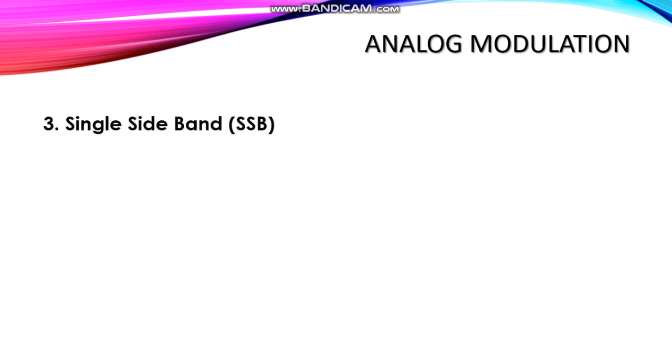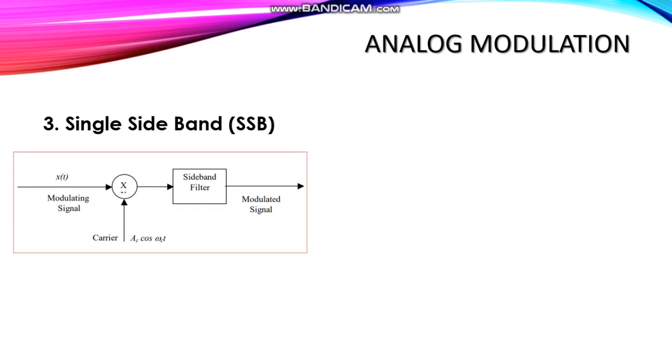Single sideband, SSB. As you can see, the only difference between DSB-SC and SSB is that there is a sideband filter. In DSB-SC, there were two sidebands which contain the same information. So, that is wasting power for transmitting the same information twice. The sideband filter removes one sideband from the signal and only acts as a filter.